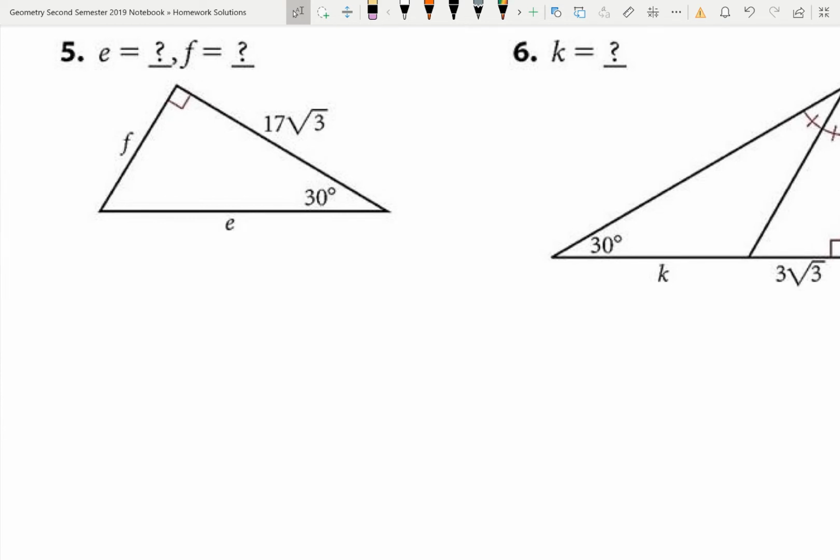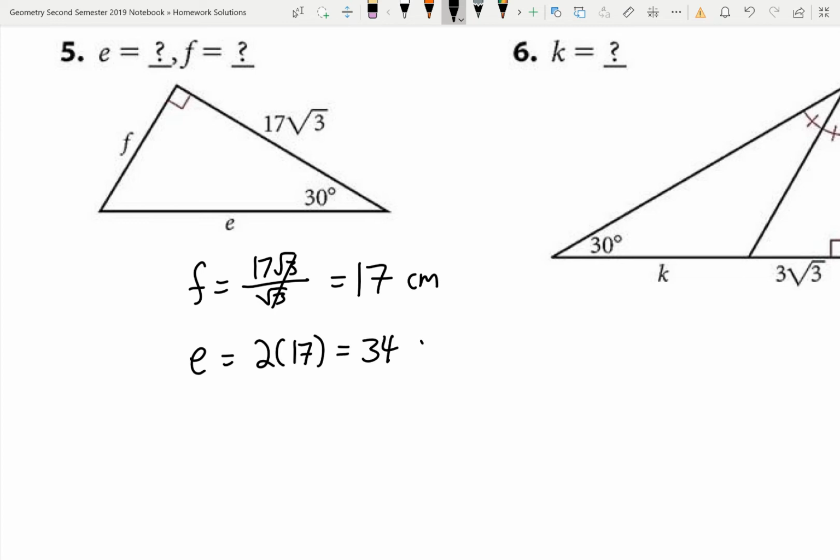Number 5, again, this is a 30, 60, 90 triangle. We're given a side that is 17 times the square root of 3, and that's the length of the longer leg. And so by the 30, 60, 90 triangle conjecture, the length of the shorter leg is the length of the longer leg divided by root 3. So F is equal to 17 root 3 divided by root 3. So that cancels, leaving us with 17 centimeters. And the hypotenuse, of course, is twice the length of the shorter leg. So twice 17 is going to be 34 centimeters.